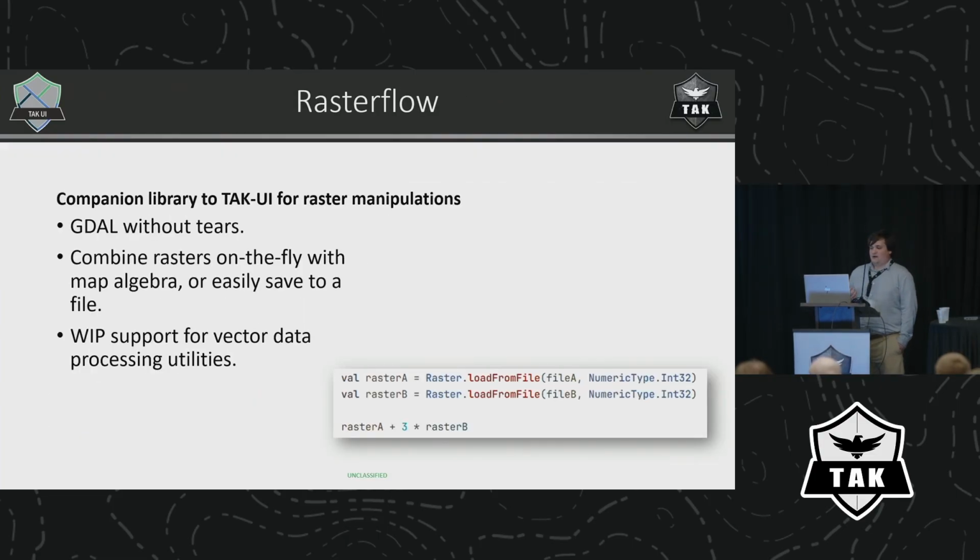Another small nicety we have in the TAK UI monorepo, which is really useful if you are doing GIS stuff in your plugin: we have this library called rasterflow, which basically just makes it super simple to load and write rasters and do various raster manipulations with things like map algebra. We do also have some work-in-progress support for vector data processing utilities, but most of this is revolving around manipulating rasters.